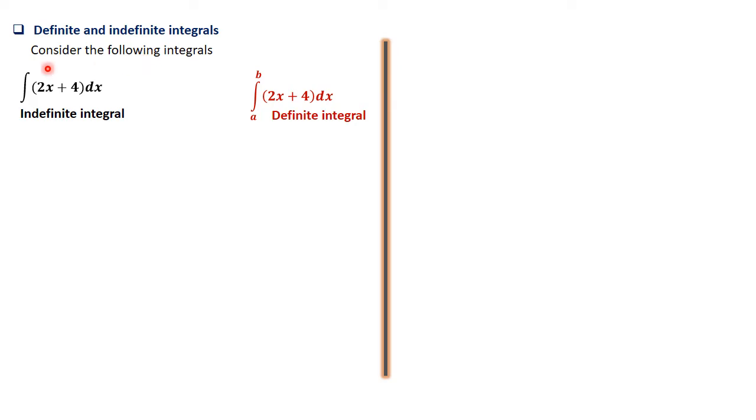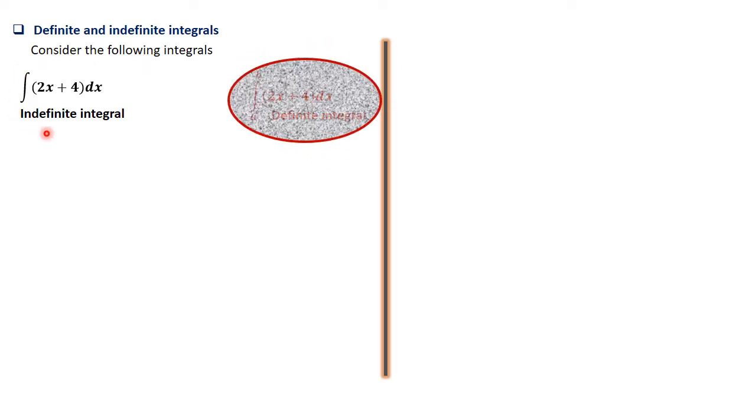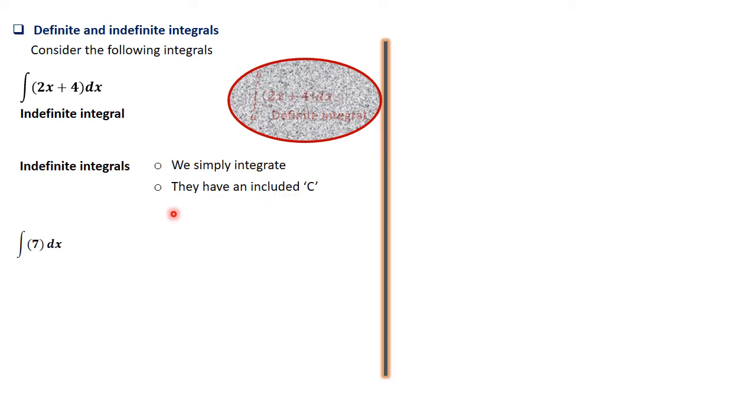Indefinite is what we have dealt with so far. We are going to concentrate on definite integrals in a short while, but let me say a few things about indefinite integrals. In indefinite integrals, we simply do integration as done in the definition, and we also include a c. For example, if we're integrating 7x with respect to x, we get 7x plus c.